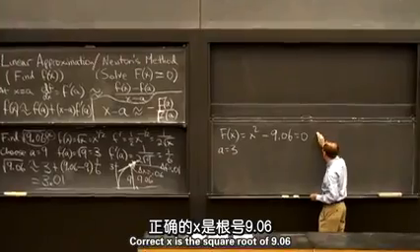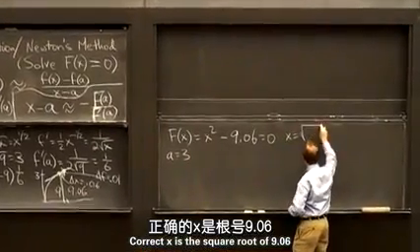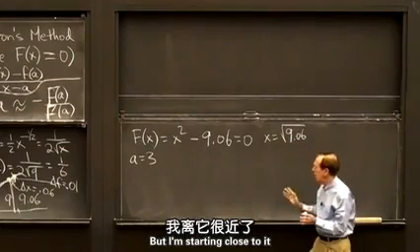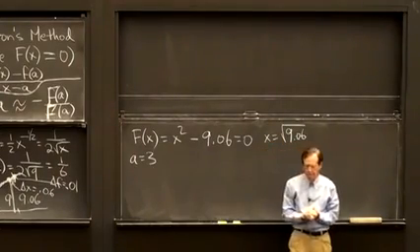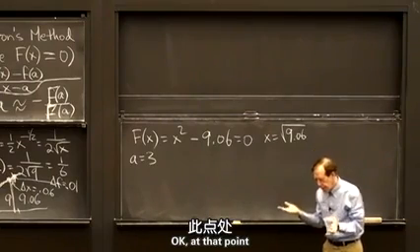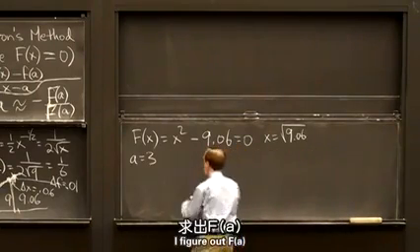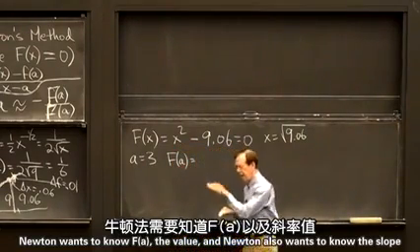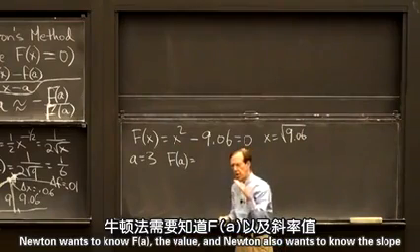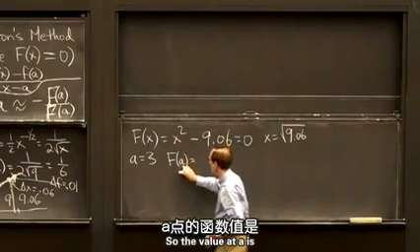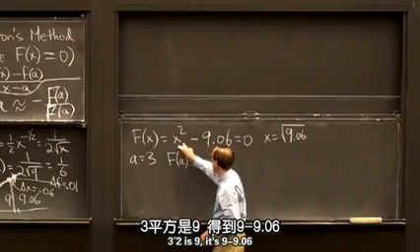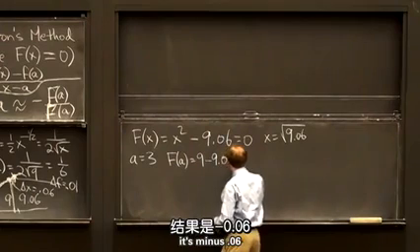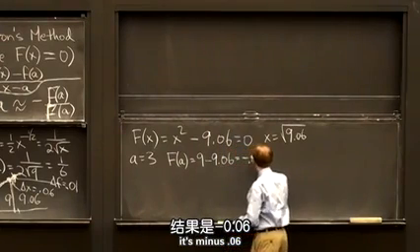The correct x is the square root of 9.06, but I'm starting close to it. At that point, I figure out f of a. Newton wants to know f of a, the value, and Newton also wants to know the slope. So the value at a is 3 squared, which is 9, and 9 minus 9.06 is minus 0.06.